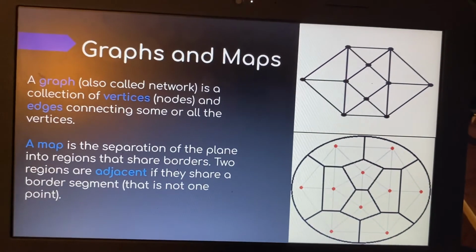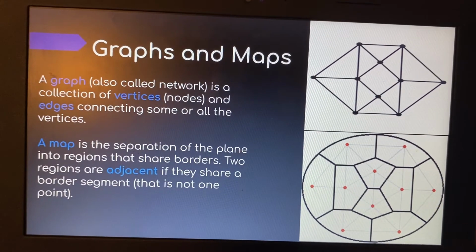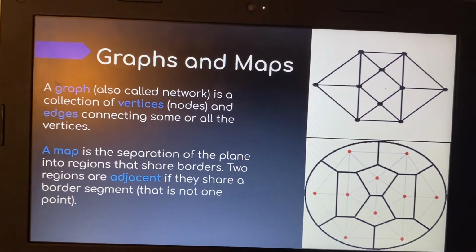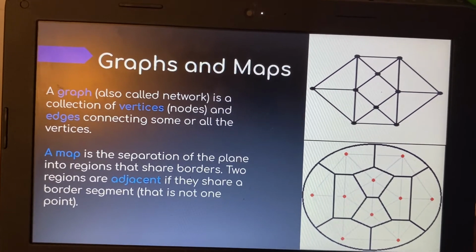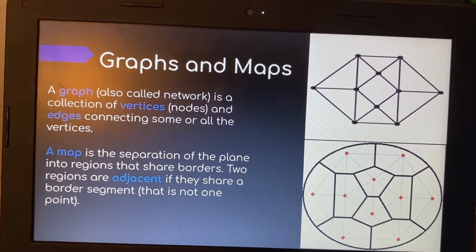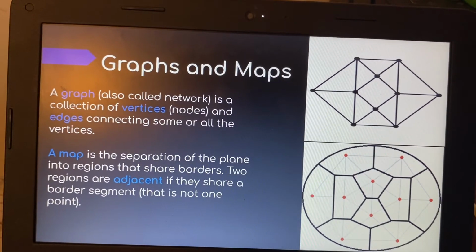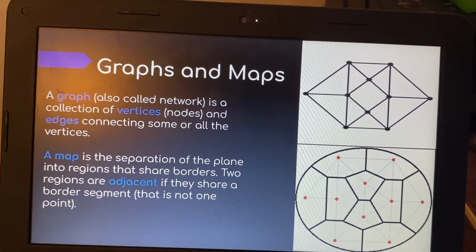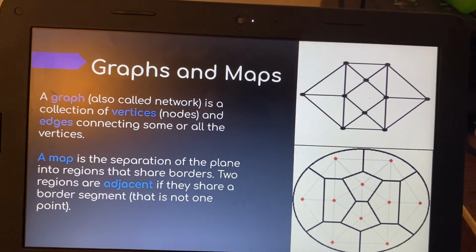Graphs and maps. These are two examples of graphs, also called networks. They are collections of vertices and edges connecting some or all the vertices. A map is the separation of the plane into regions that share borders. Two regions are adjacent if they share a border segment that is not one point.